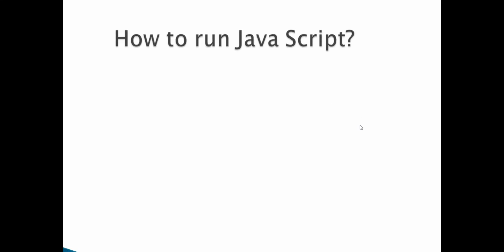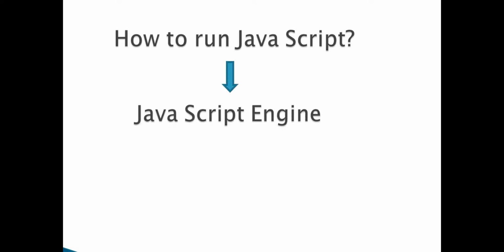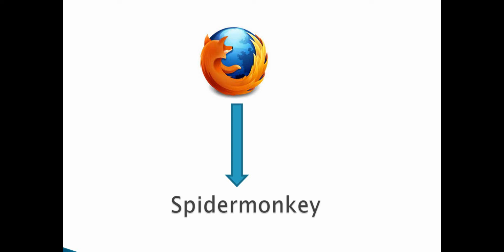Now let's see how to run JavaScript, using the JavaScript engine. Based on the browser, the JavaScript engine will differ. Let's see what JavaScript engines are used in different types of browsers. First, the Chrome browser. In Chrome, we are using the V8 JavaScript engine. In Mozilla, we are using the SpiderMonkey JavaScript engine, and in Internet Explorer we are using the Chakra JavaScript engine.